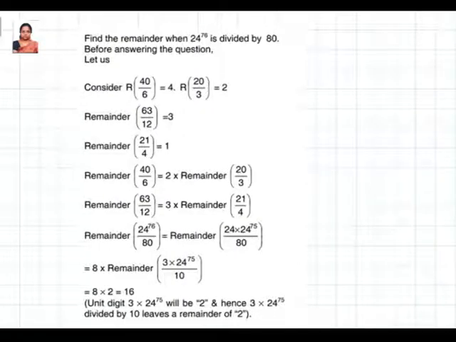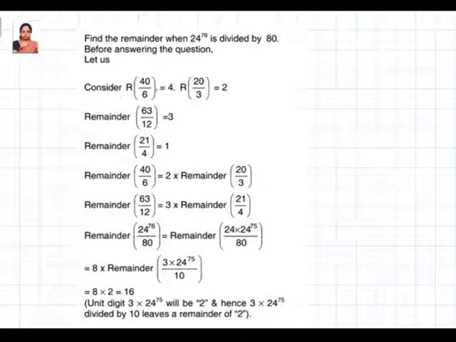Next is find the remainder when 24 to the power 76 is divided by 80. It's a number quite big, and this concept is also very important, which you're going to see now. So first, let us see only this part. When you divide 40 by 6, the remainder is going to be 4. 36 goes, balance is 4. And the same thing when you divide 20 by 3, the remainder is going to be 2. So normally we try to change this 40 by 6 as 20 by 3 by cutting down and removing the common term 2. And then if you try to find the remainder, you know that the value changes.